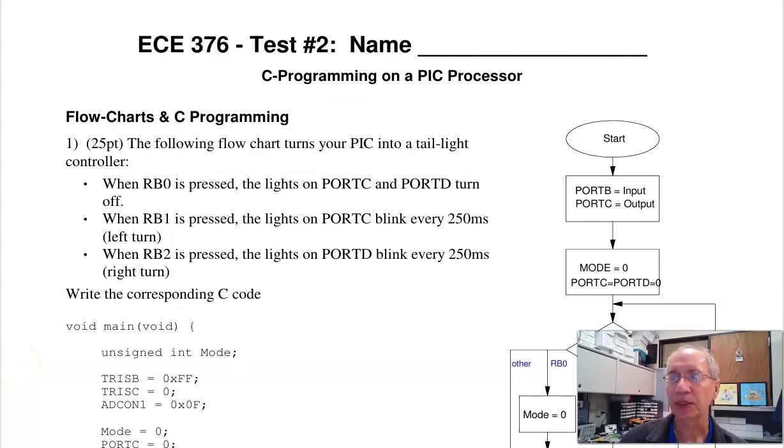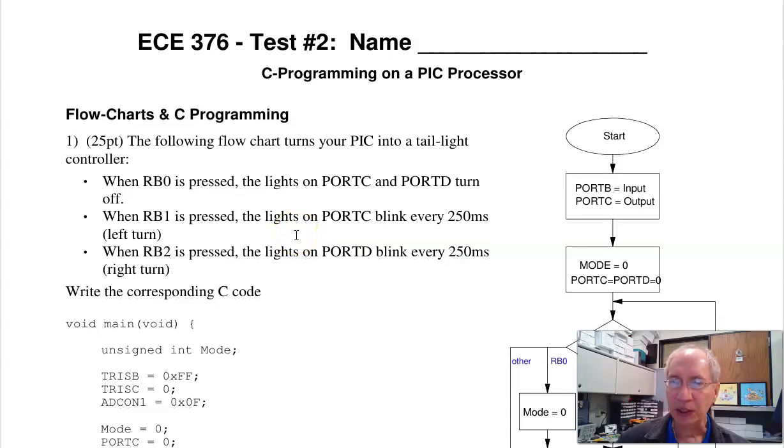What happens, I have 3 buttons. If I hit RB0, the taillights turn off. If I hit RB1, the left light blinks on and off. That's a left turn. Hit RB2, the right light blinks on and off. That's a right turn. So write the corresponding C code.